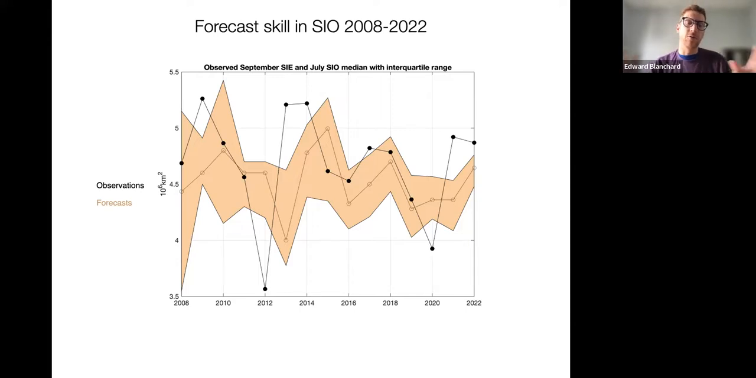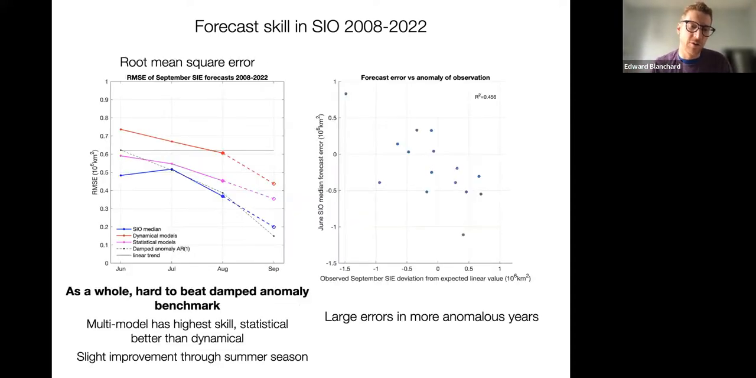And if you look at this, your first impression is that we're perhaps not doing super well, and that impression is, I think, quite valid. To quantify the skill, one of the things we've done is calculate the root mean square error between the forecasts and the target, the observations, and that is shown on the left panel.